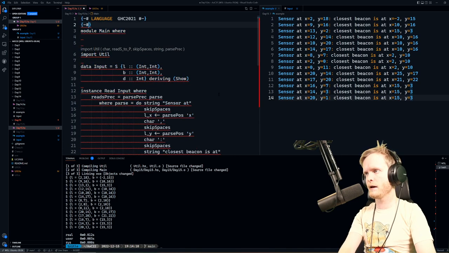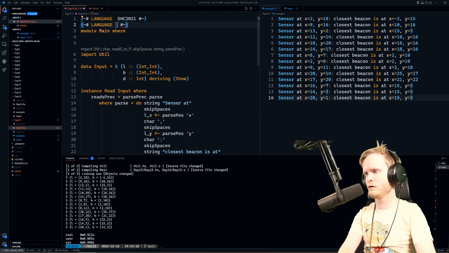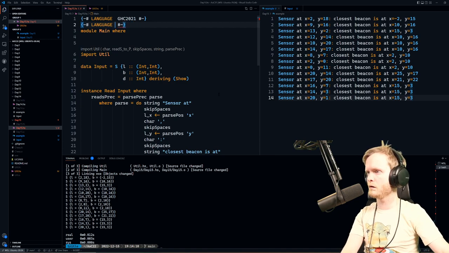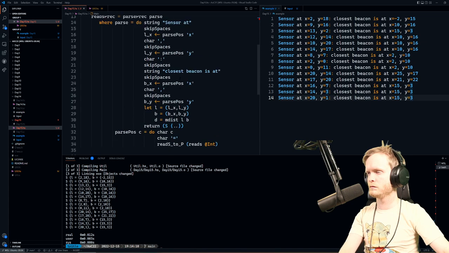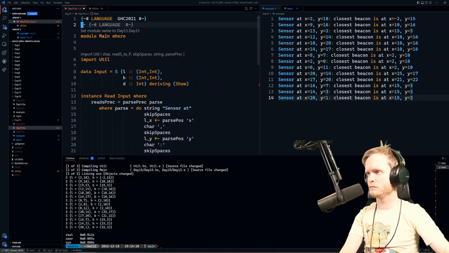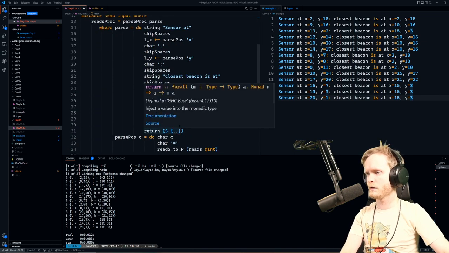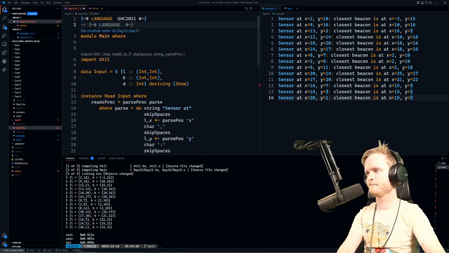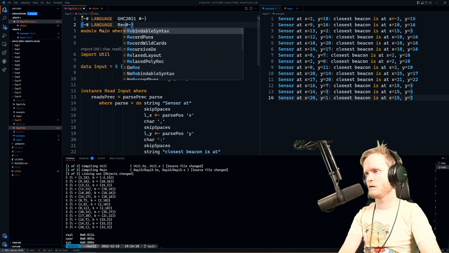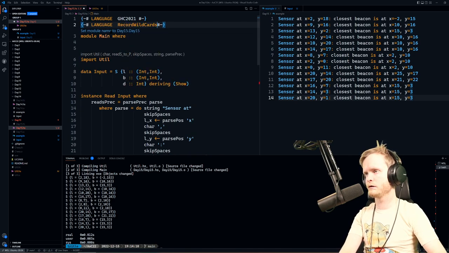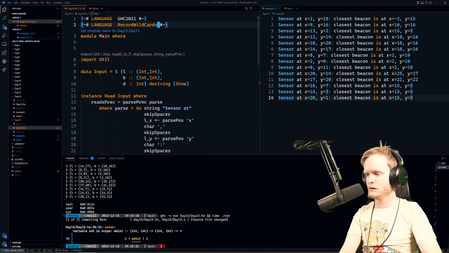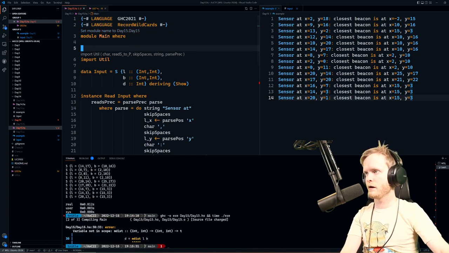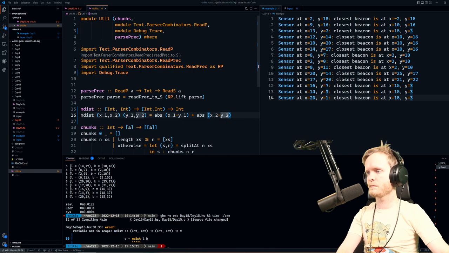Haskell, a language, what do we call this again? It's called record wildcards. Record wildcards. Oh yeah, and I have to explicitly export this.